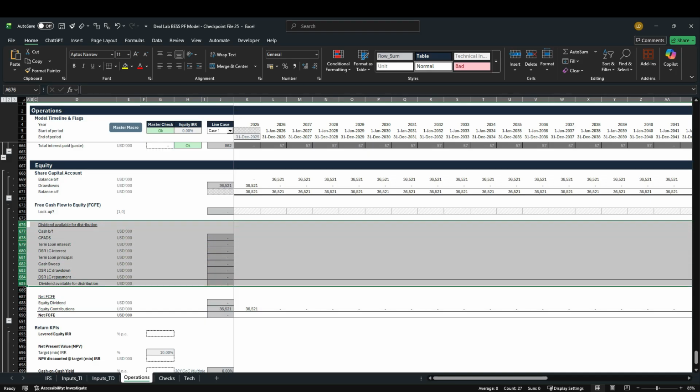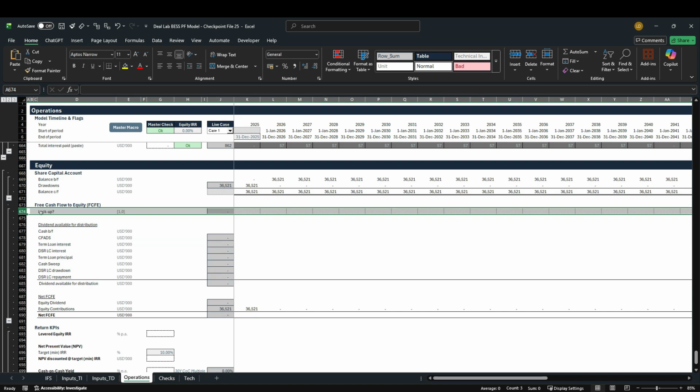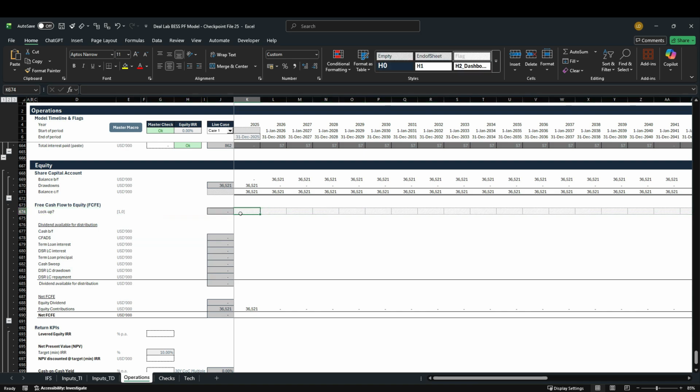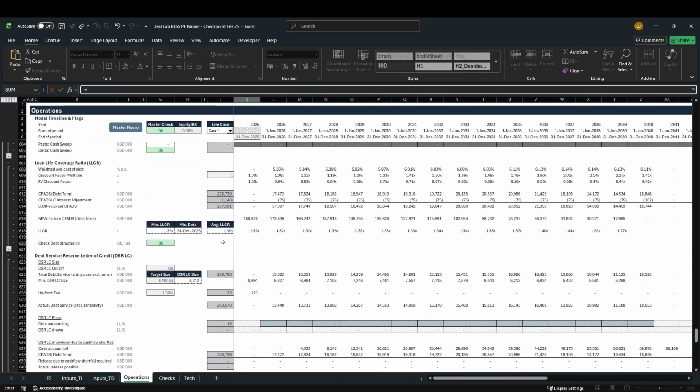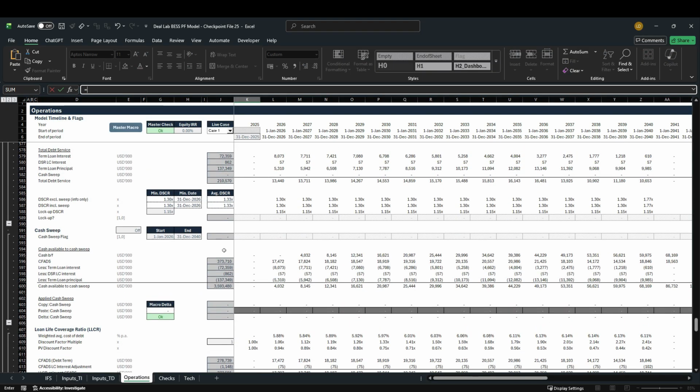But before we can pay any dividend, we first have to determine if we are currently in lockup under our financing section. So first thing we'll do is pull in our lockup flag from our financing section. So that is equal to our lockup flag. Scroll up.